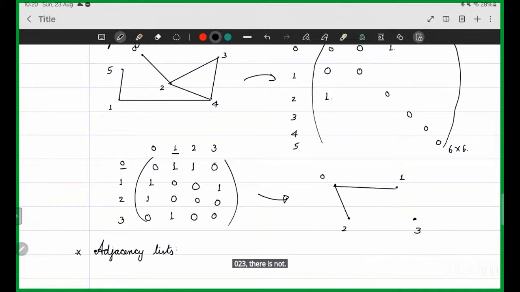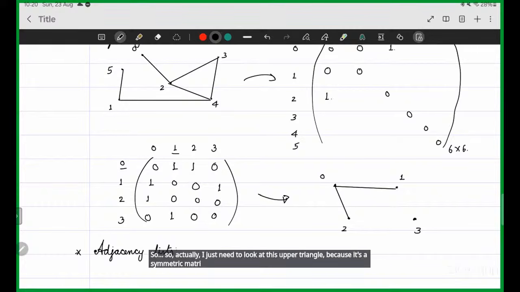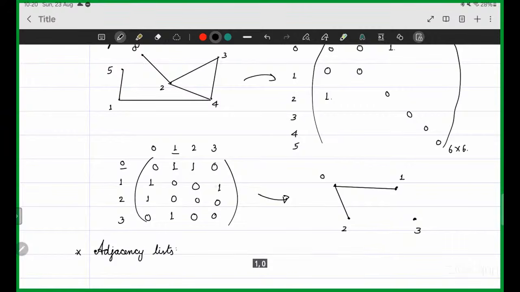So actually I just need to look at this upper triangle because it's a symmetric matrix, right? The same information will be given there. But if you want to go through each and every entry, you can do that as well. You will see that many of them will be redundant. 1, 0 is done. 1, 3 we have not written down. Then it will be 2, 0. Okay, done.